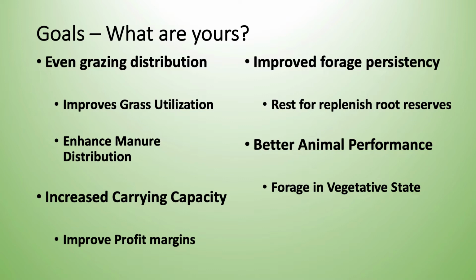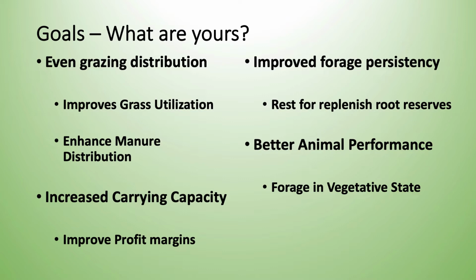Is it getting more even grazing distribution, right? Improving grass utilization. We talked a lot about that yesterday. Enhancing manure distribution, right? We can see the importance of things like that, especially when we start getting into really high input costs. If we've got the ability to spread that manure around on the operation, we're going to be better off in that situation. Increase carrying capacity, right? We've talked a lot about carrying capacity and the potential benefits when we think about these enhanced grazing systems to potentially be able to carry more livestock on our operation.